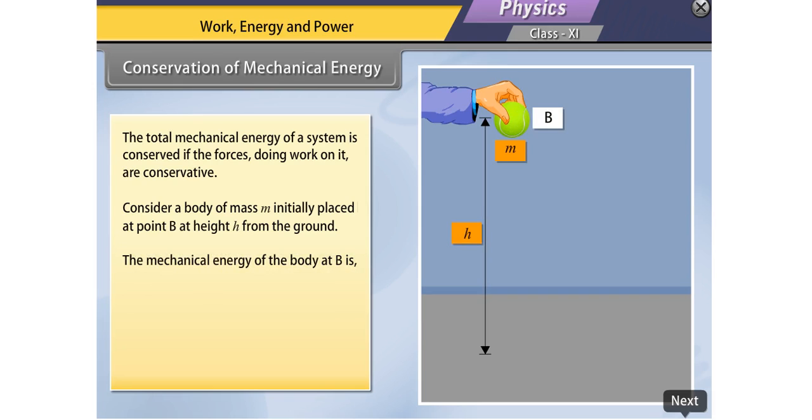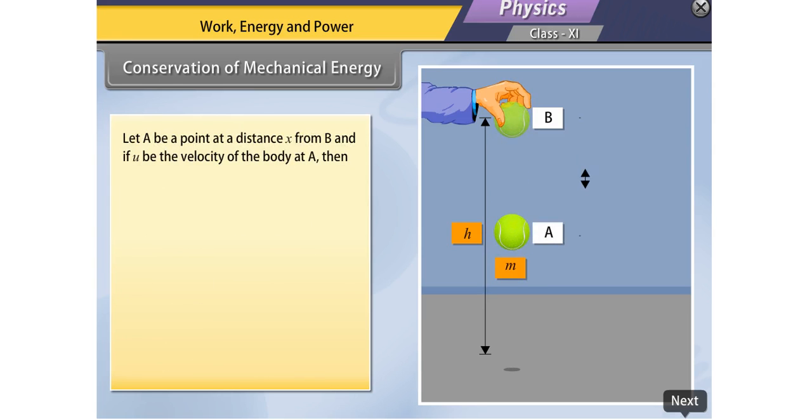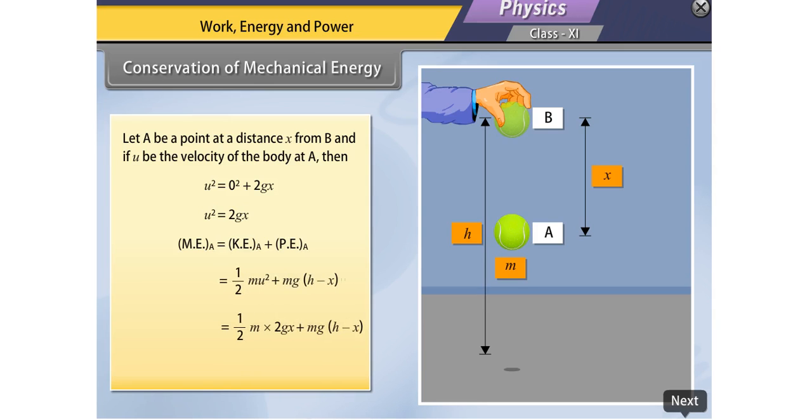The mechanical energy of the body at B is equal to kinetic energy of the body at B plus potential energy of the body at B, which is equal to 0 plus mgh, which is equal to mgh. Let A be a point at a distance x from B, and if u be the velocity of the body at A, then u square is equal to 2gx. Mechanical energy of the body at A is equal to kinetic energy of the body at A plus potential energy of the body at A. By calculating it, we get the mechanical energy of the body at A is mgh.